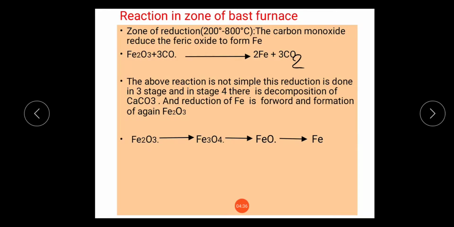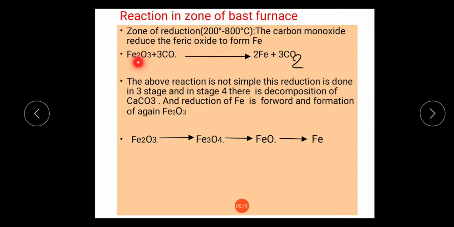First we learn the reaction which is conducted in zone 1. This zone is nothing but the zone of reduction. The temperature of this zone is 200 to 800 degrees Celsius. In this zone the following reaction takes place. Such reaction is Fe2O3 reacted with carbon monoxide to form Fe plus carbon dioxide.